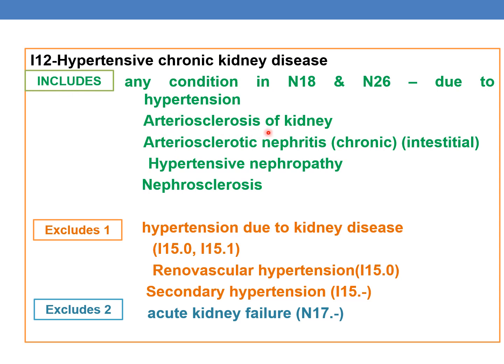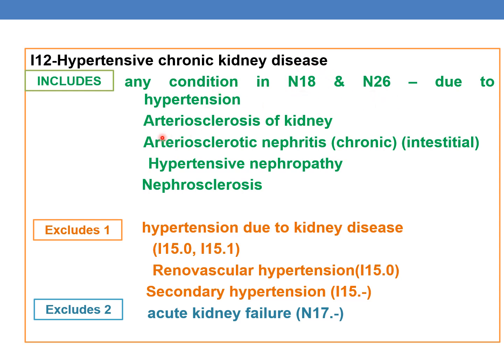And also atherosclerosis of kidney. Whenever hypertension is associated with atherosclerosis of kidney, atherosclerotic nephritis, chronic or interstitial, hypertensive nephropathy, and nephrosclerosis, in all these conditions and any condition in N18 and N26, you need to assign only the I12 code for hypertension, not I10. What are the conditions that are classified under N18 and N26?